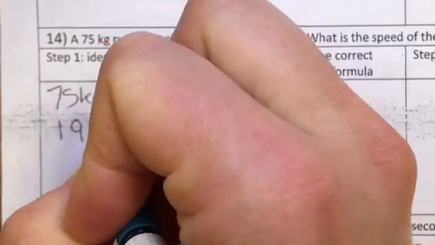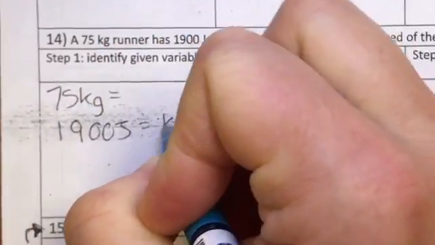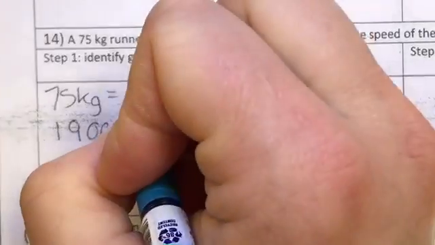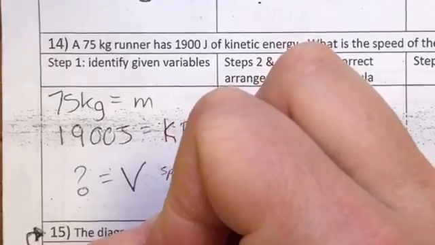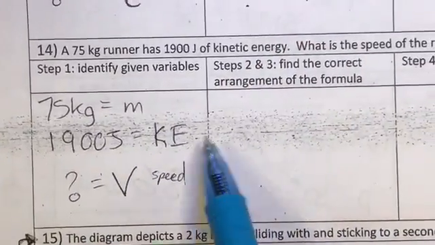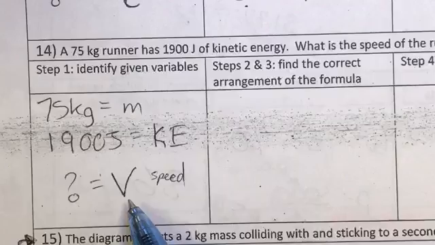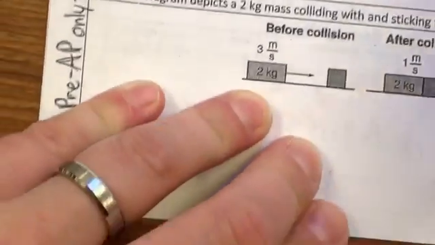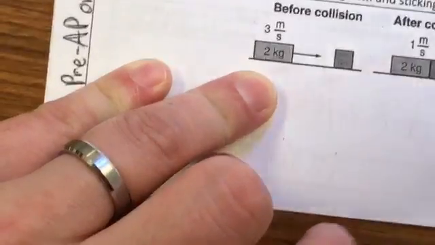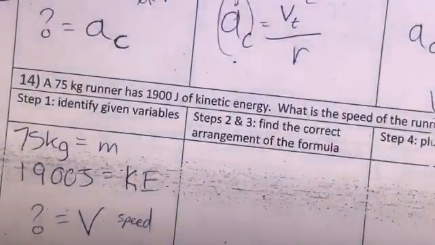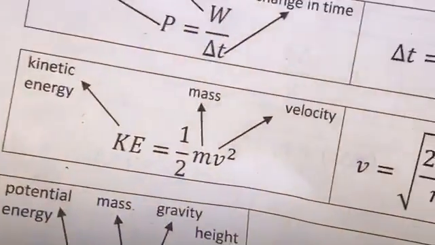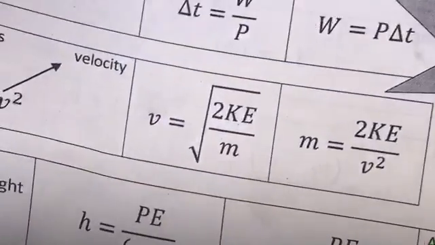We have a 75 kilogram runner who has 1,900 joules of kinetic energy. All right, that's mass. The question is asking for the velocity or speed of the runner. Well, our formula for kinetic energy is 1/2 the mass times velocity squared. So we have the variables. We just need to rearrange it to solve for the velocity. There's the formula rearranged to solve for velocity.